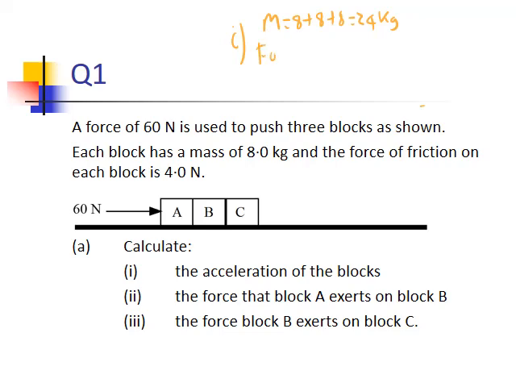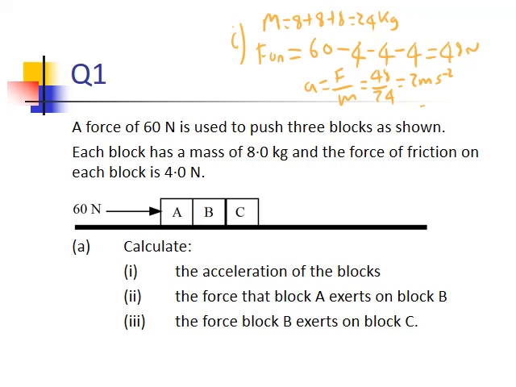The unbalanced force is going to be the pushing force, 60, minus the friction, which is 4 on one, 4 on the other one, 4 on the other one, because there's 3 blocks. So 60 minus 12 is 48 newtons. That means our acceleration is the unbalanced force divided by the mass. 48 divided by 24 equals 2 meters per second squared. Did you get that answer?